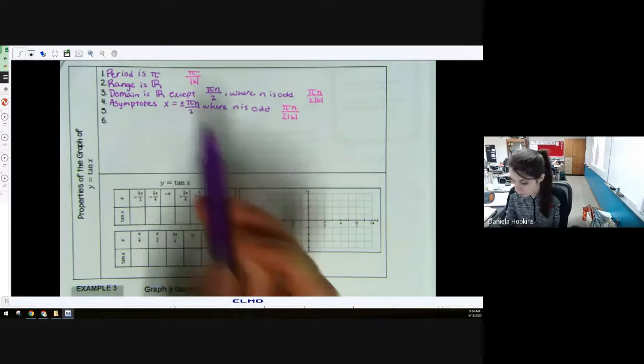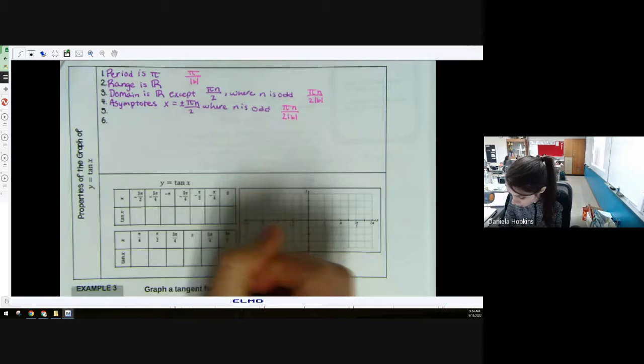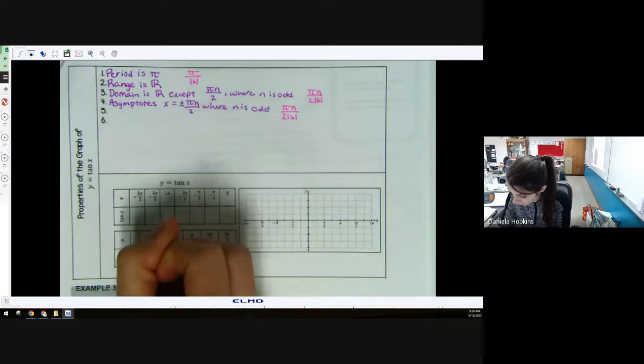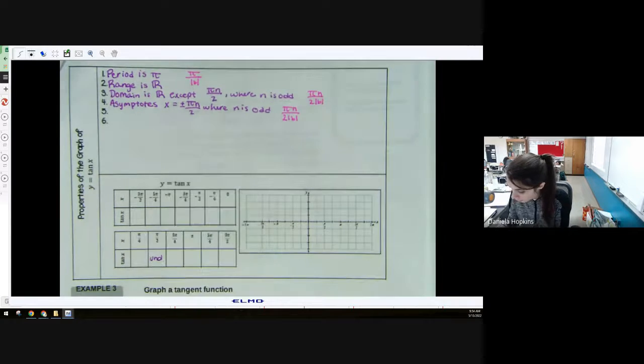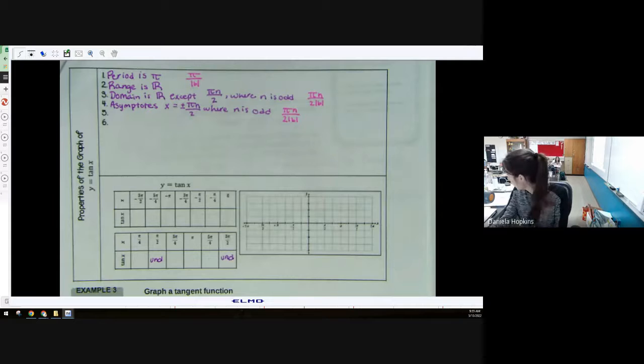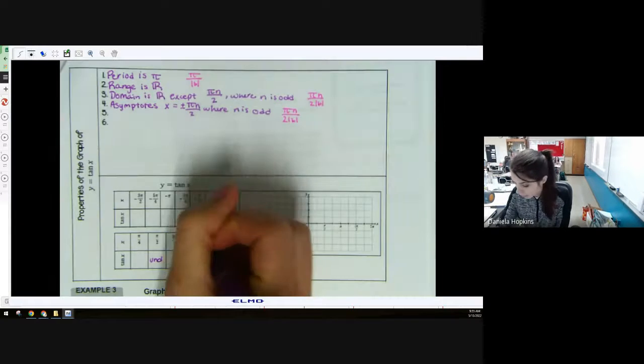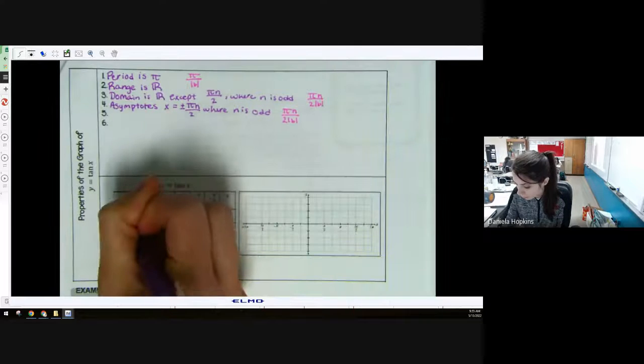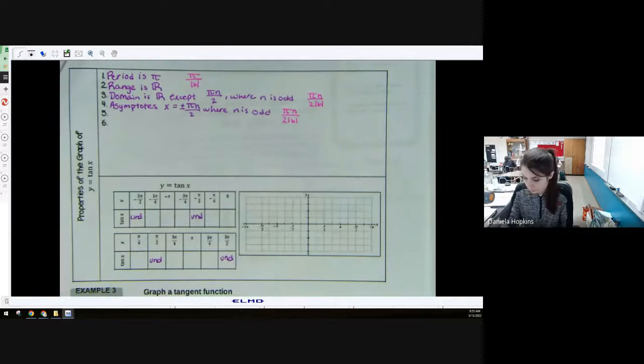So 1 pi over 2. I have one at 1 pi over 2 here. That means this is undefined. 3 pi over 2 would be the next one. That's undefined. And then the next one would be 5 pi over 2. That's not on our table. But then we also have the negatives. Negative pi over 2 is undefined. Negative 3 pi over 2 is undefined. So I'm going to go ahead and graph those.